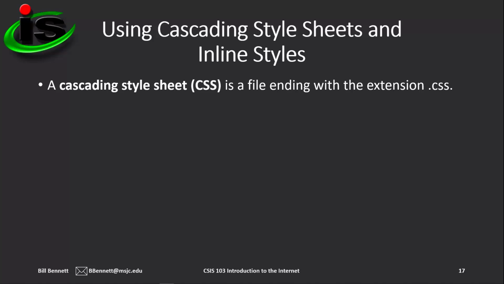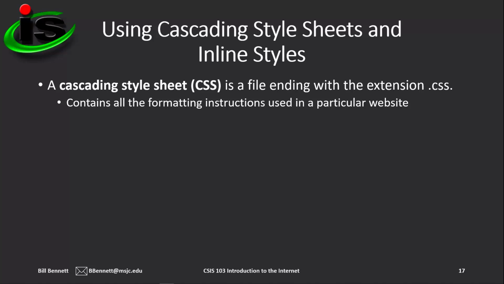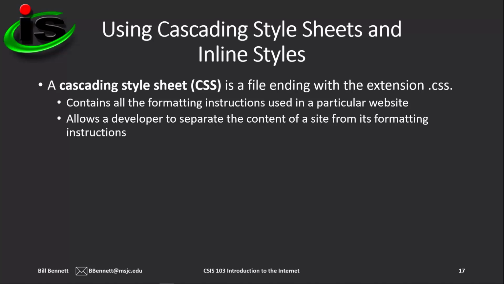A cascading style sheet, or CSS, is a file ending with the extension .css. It contains all the formatting instructions used in a particular website, although you can have multiple style sheets in a website. It allows a developer to separate the content of a site from its formatting instructions.